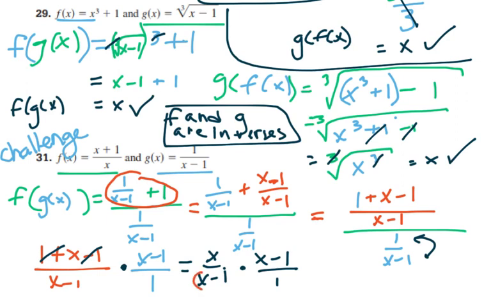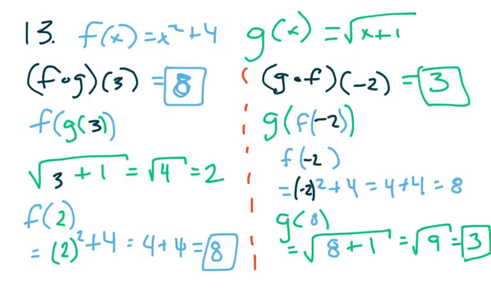Hopefully from here you can see that these groupings are the same, and so they would cancel. And so technically we are ridiculously left at x. So f of g of x is x. So now we need to do g of f of x, because otherwise we won't know. So let's get my colors right. G is blue.